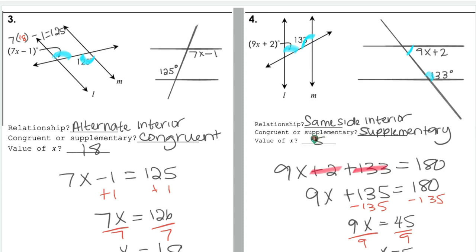Now you can plug this in to double check. So we would have 9 times 5 plus 2. So 9 times 5 is 45, plus 2 would give us 47. So that would make this angle here 47, and then we have 133, which would give us 180.